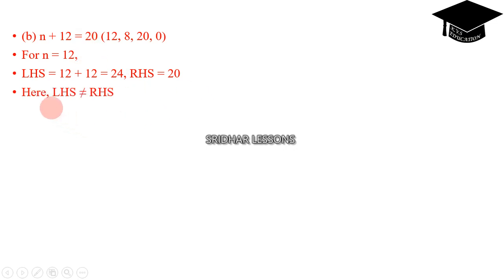Question B. n plus 12 is equals to 20. We have to check with all the values included in the bracket. For n is equals to 12, LHS is equals to 12 plus 12, this is 24, but RHS is equals to 20. So LHS is not equal to RHS. Therefore, n is equals to 12 is not the solution of the equation.